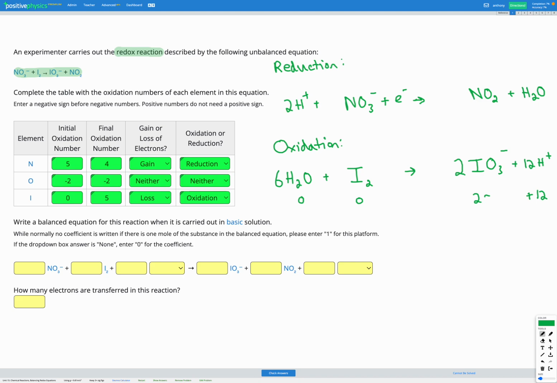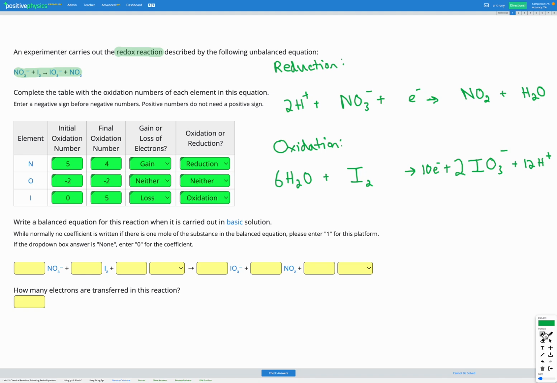So I'm going to add some more electrons to my right-hand side. I'm going to add 10 electrons, so 10 e minus. That gives me negative 10. So now I've got negative 10, negative 2. That's negative 12 overall. Positive 12 from our H pluses. So that gives us 0 overall on the right, and we have 0 overall on the left. So now that's balanced for charge. Now our next step is going to be to combine these equations together into one big equation.